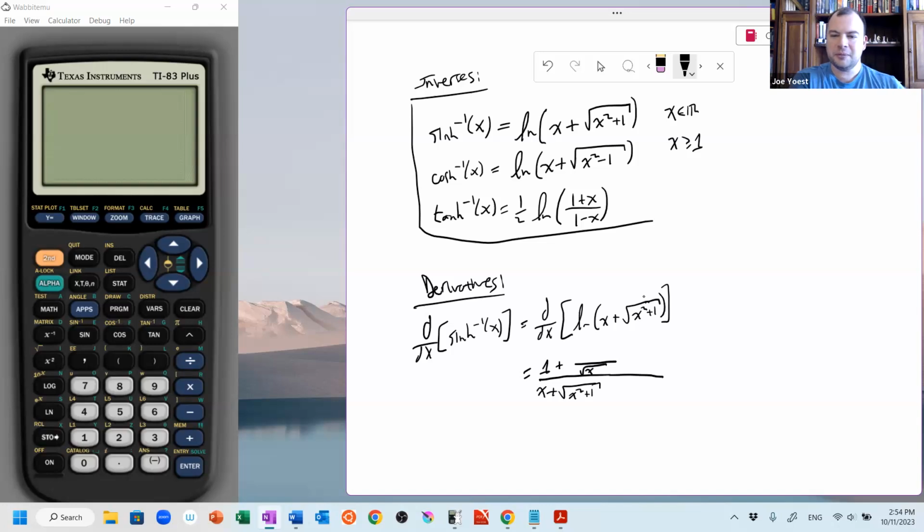Let me give myself a little more room here. So derivative of the square root of stuff is 1 over 2 root stuff times the derivative of the stuff inside, which is going to give me a 2x. Those 2's will divide out.